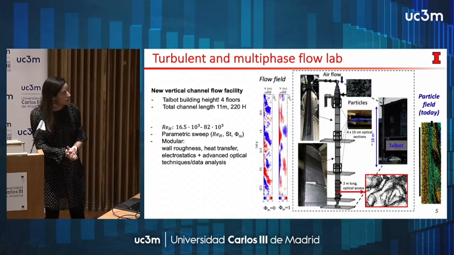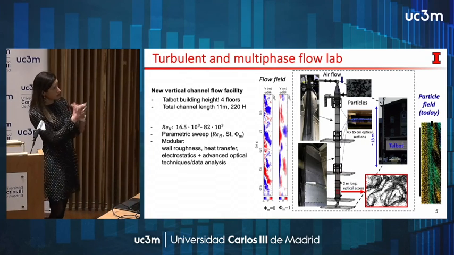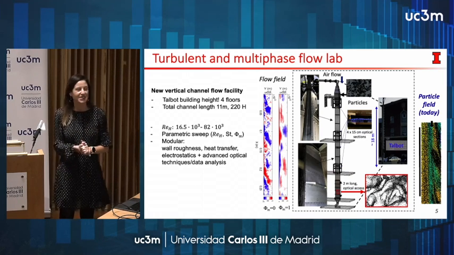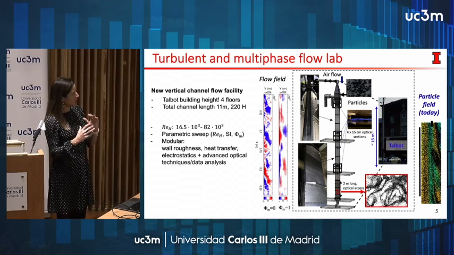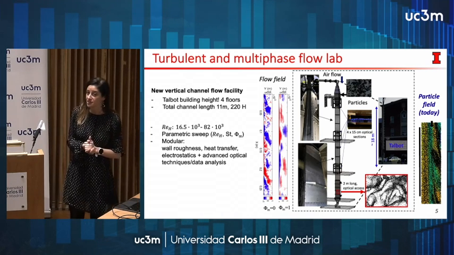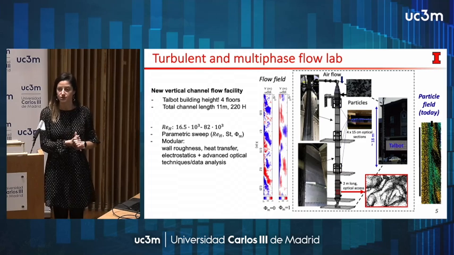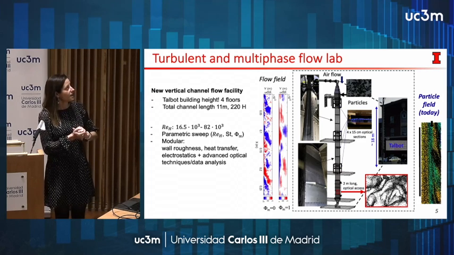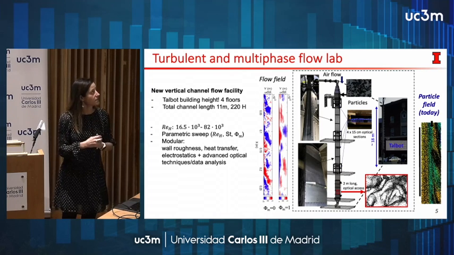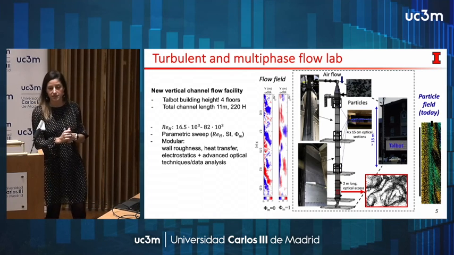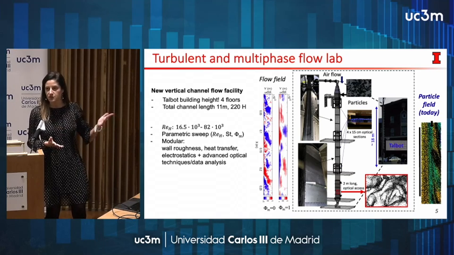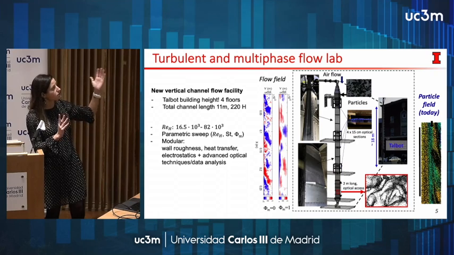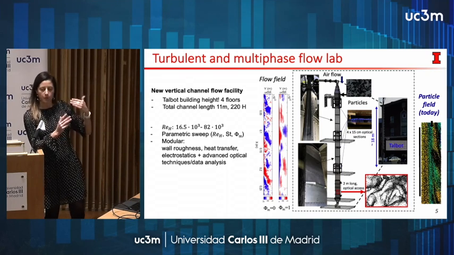So how do we study this? Very quickly, we have built this new facility at Illinois. It was very hard work to do. Let's say it's as tall as the building: it goes 4 stories, from the ceiling to the basement. So it's the longest, as far as I know, that exists. It's a vertical channel flow facility, for canonical turbulence experiments with particles. It's very flexible. We can vary everything: Reynolds number, particles, heat transfer, electrostatics. We still have to exploit it.